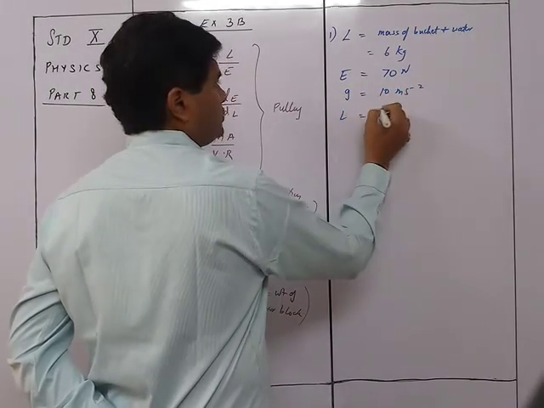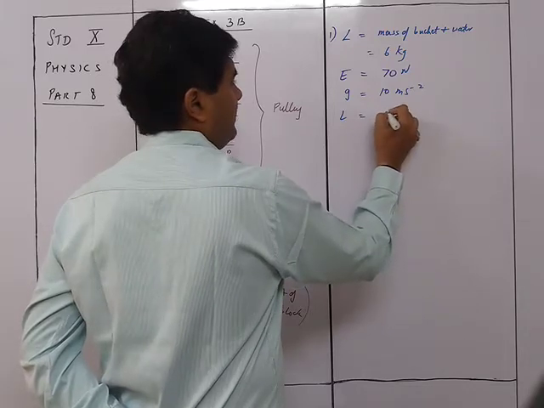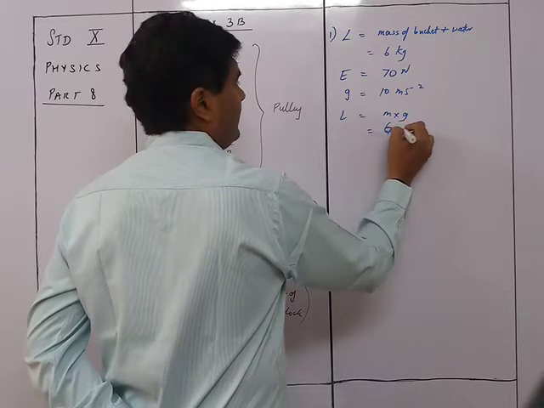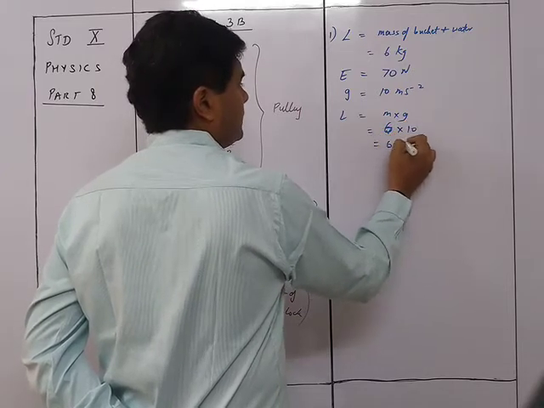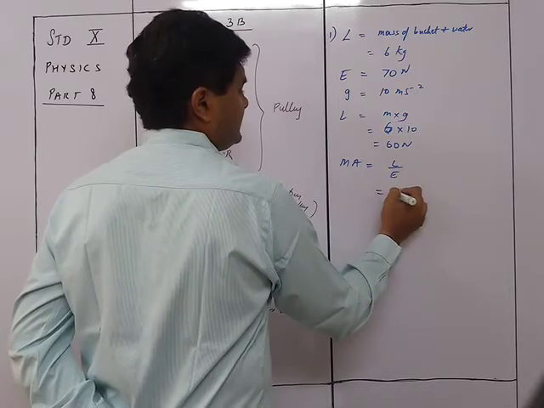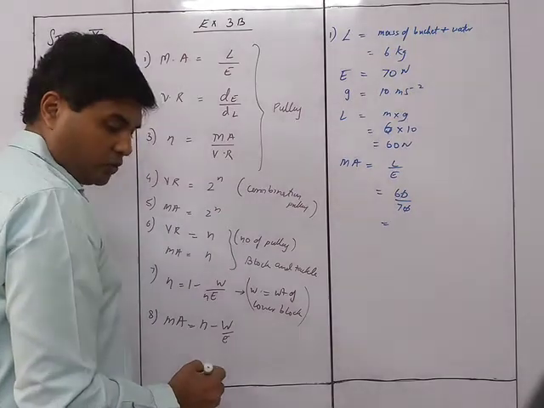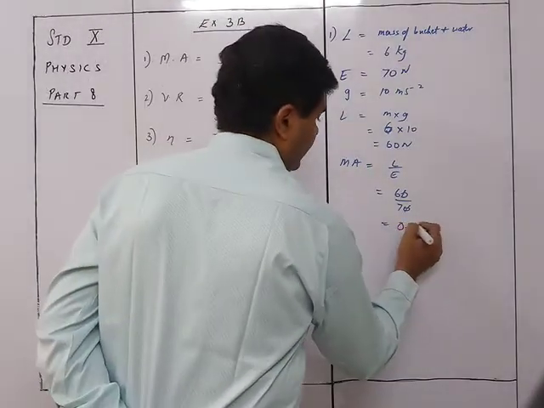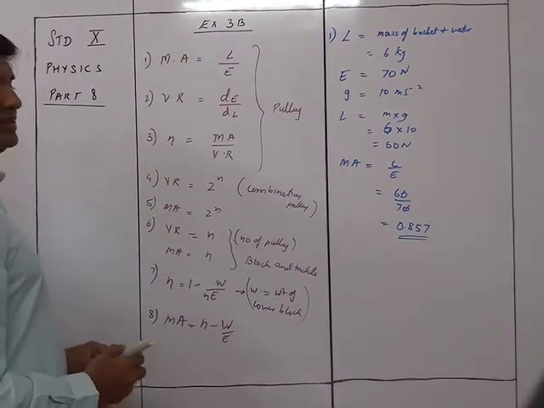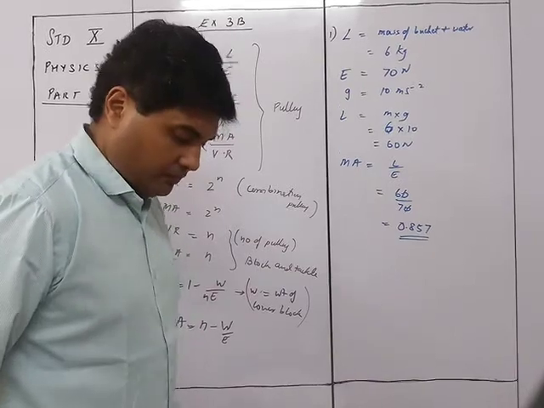Therefore load is equal to M into g, so that will be 6 into 10, which is 60 Newton. MA is equal to load upon effort, so that will be 60 upon 70. That will be 6 upon 7, which is going to be 0.857. So MA is 0.857 for the first answer. Clear?